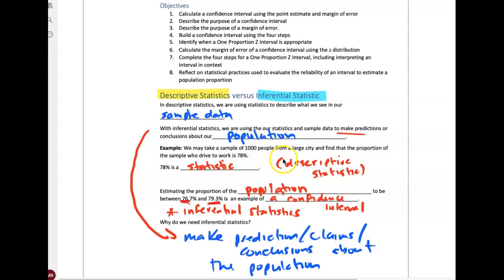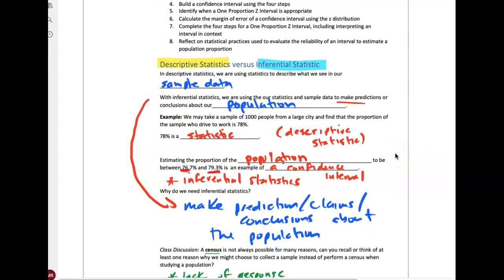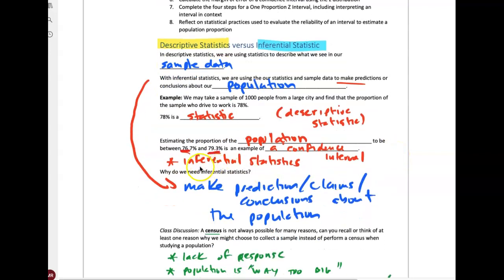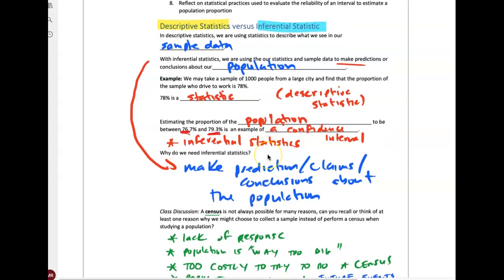And so in this short example, to show you the difference between those two: in one example, we calculate a statistic and we get 78%, the proportion of our sample that drive to work. 78% is a statistic. That's a descriptive statistic. And then when we move to describe our population, or estimate a value in the population, a parameter, we say something like between 76.7 and 79.3, right? This is an example of what we call a confidence interval, and this is inferential statistics.